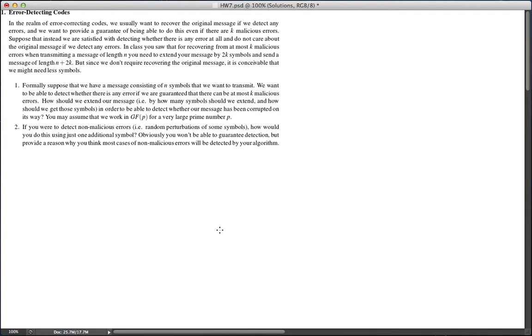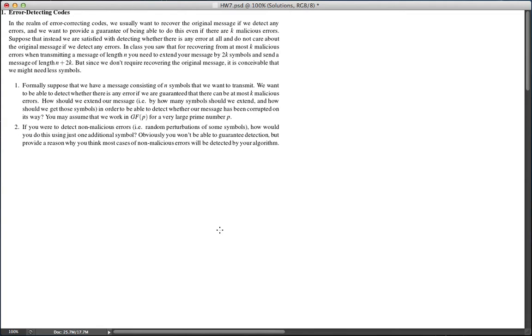In contrast, non-malicious errors are kind of like random errors that are produced by nature, and we don't really care about detecting them in all of the cases. We mostly care about detecting them in most cases, since we can assume that nature is not going to be evil towards us and break our method at the points where it's weak. Okay, so for part 1, we are going to protect against malicious errors.